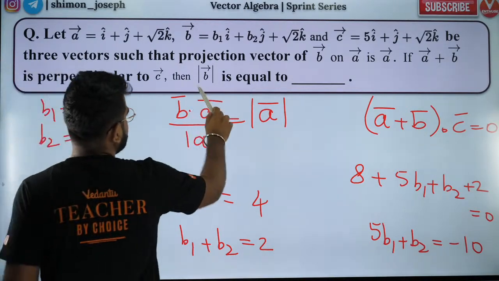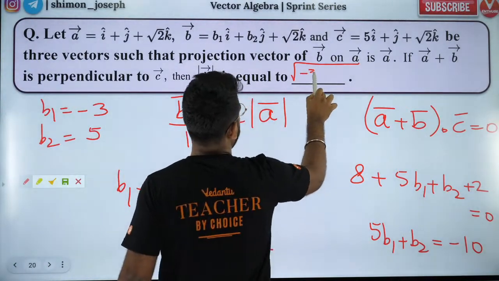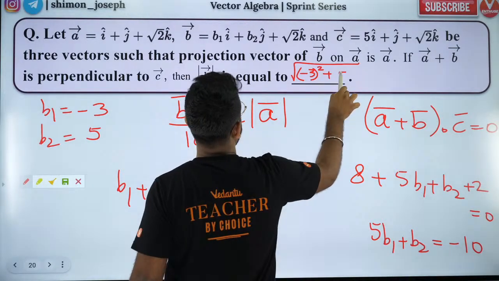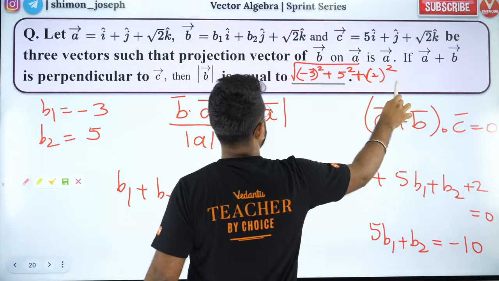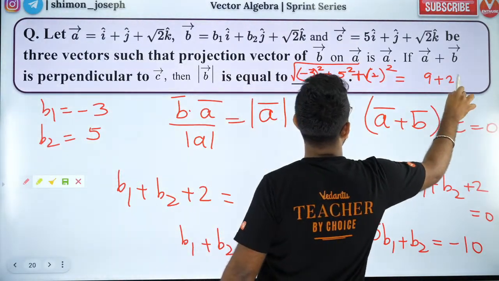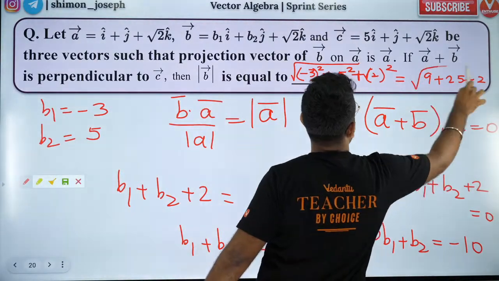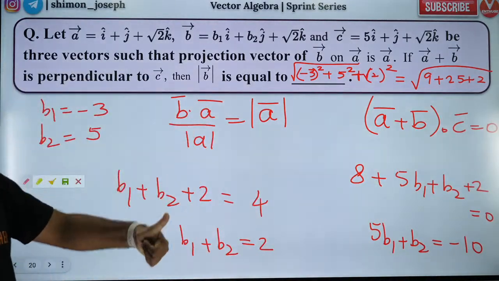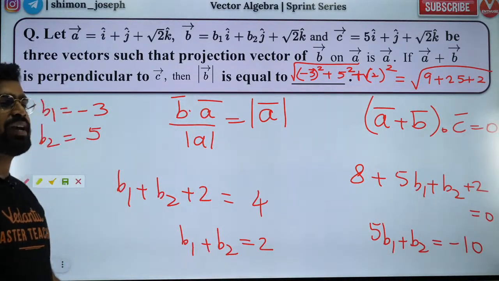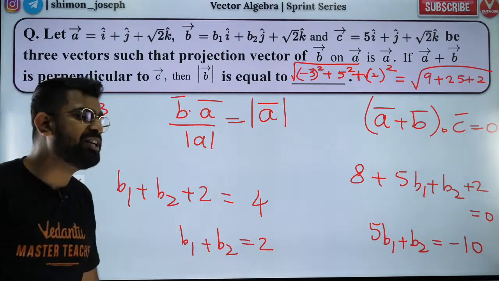Okay. So what is modulus of B? Modulus of B is minus 3 square plus 5 square plus root 2 square. So that's going to be 9 plus 25 plus 2, so that will be root 36. Answer is 6. Did you all like it? Are you guys happy with it? They are the same equation.